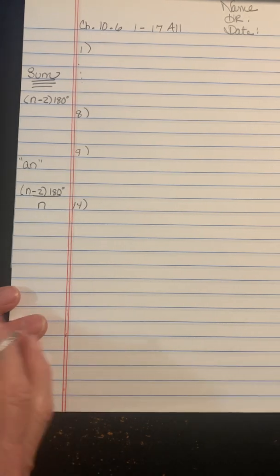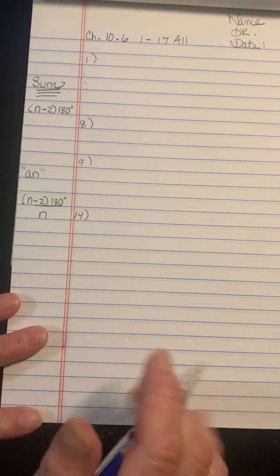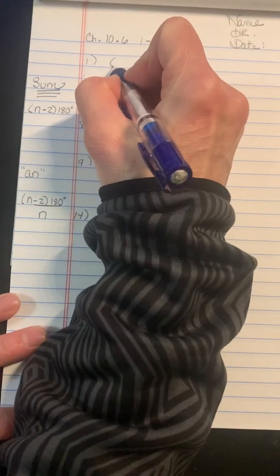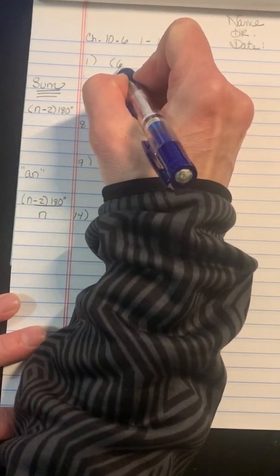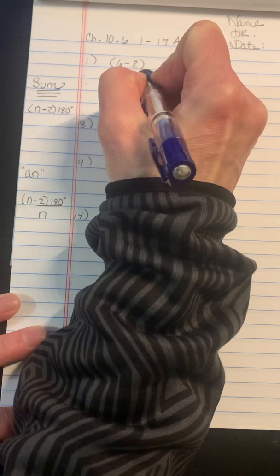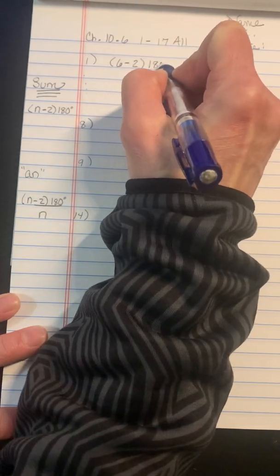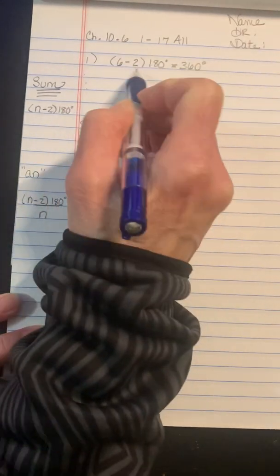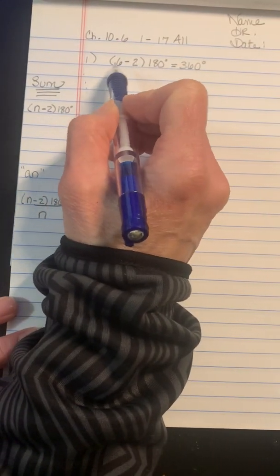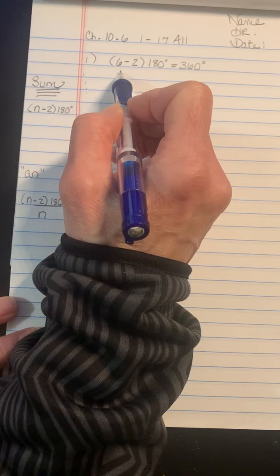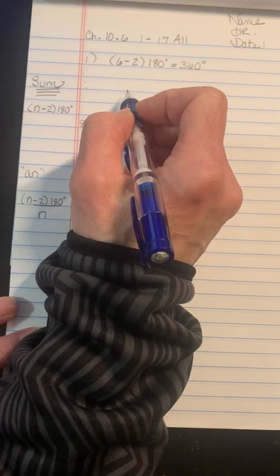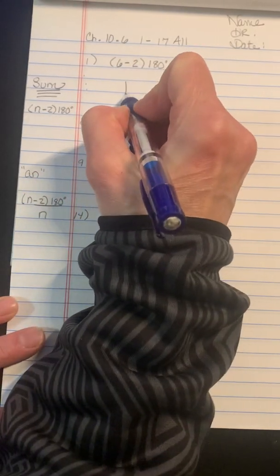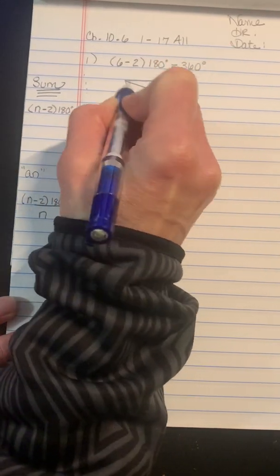We already know a quadrilateral is 360, but let's just show the work with the formula. So number of sides in a quadrilateral is 6, and you're going to do 6 minus 2 is 4 times 180 degrees equals 360. And remember, your formula tells you in a quadrilateral how many triangles you can make without crossing diagonals.